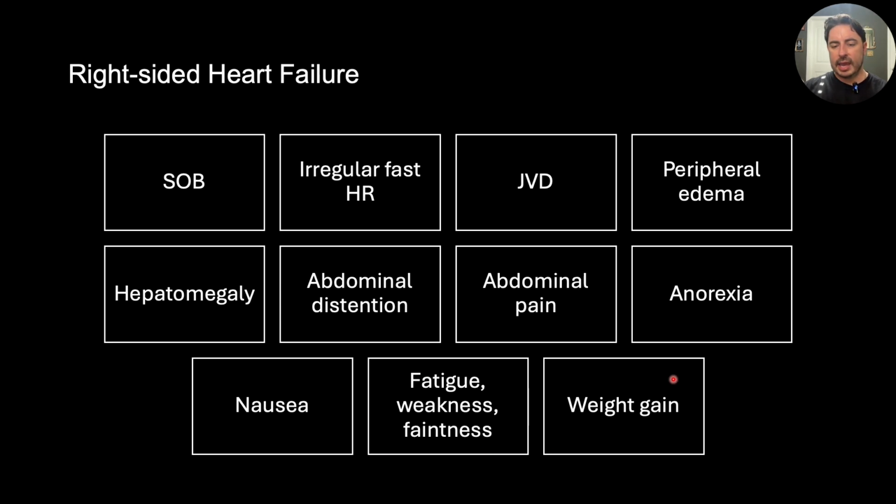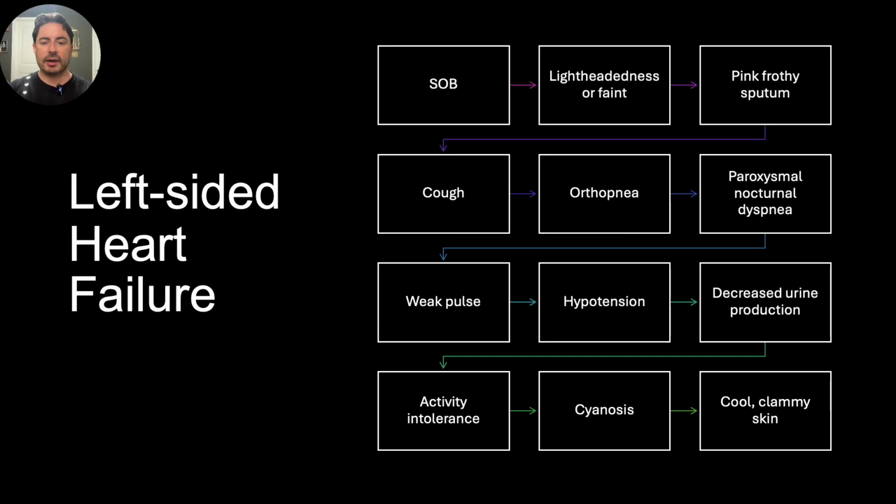And then your weight gain comes from all the additional fluid from the peripheral edema. So you've got no desire to eat and you're nauseous, yet you still gain weight from all the peripheral edema that is accumulating. We have left-sided heart failure.